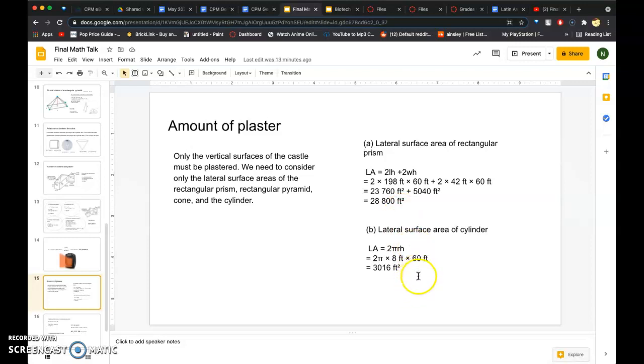The lateral surface of the cylinder is simply 2 pi r times height. We skip the circular base and we plug that in because we were given the radius and the height, and so we get 3,016 feet squared.